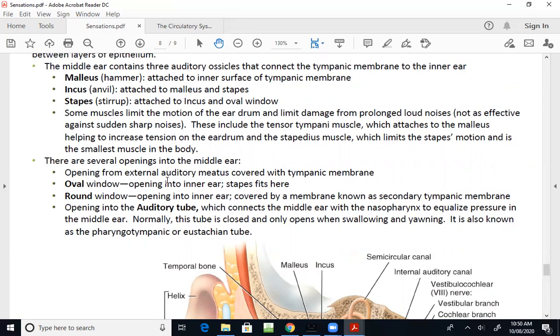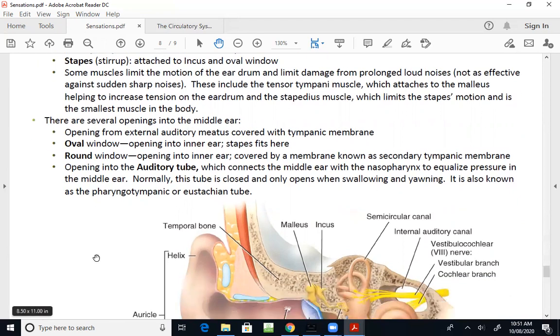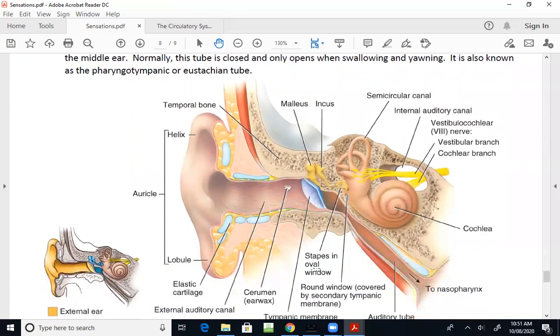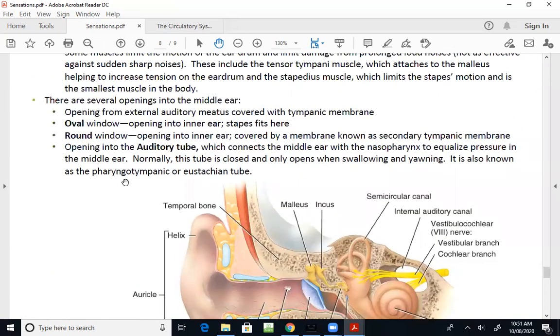Several openings exist and are associated with our middle ear. The opening from the external auditory meatus is covered with that tympanic membrane. There's an oval window, which you can see is covered by the stapes. The oval window is, along with the round window, an opening to your cochlea. The round window is covered by a secondary tympanic membrane. It's kind of like a second eardrum.